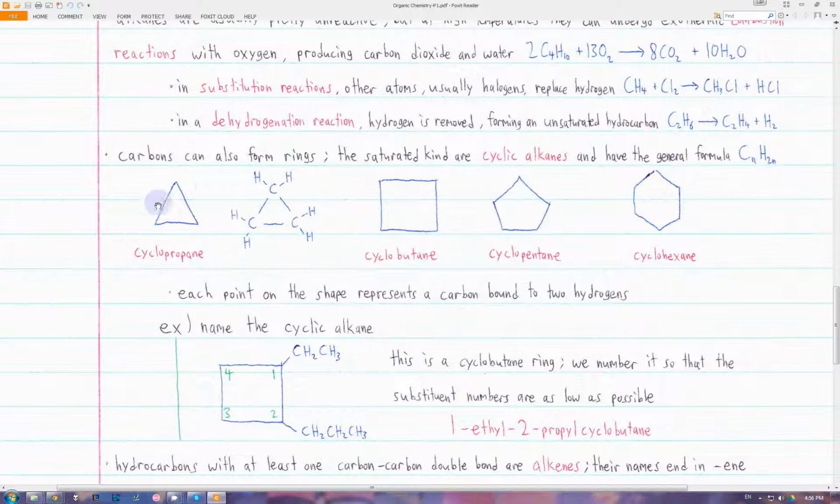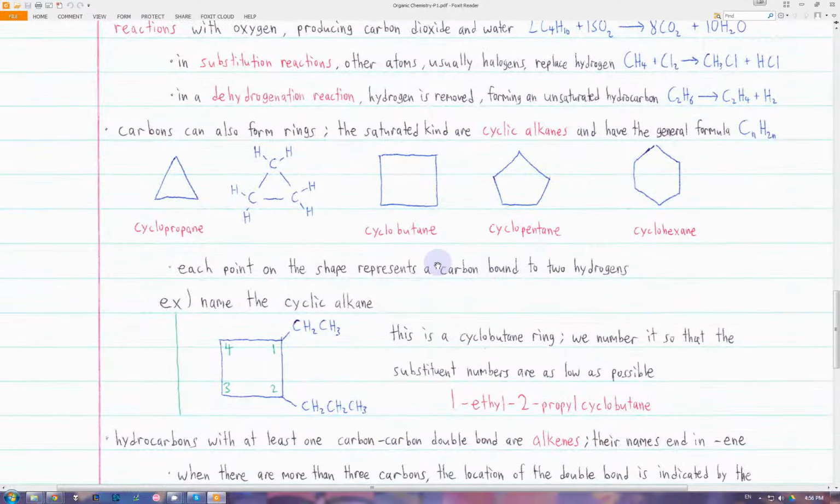For example, a triangle represents cyclopropane because cyclopropane is a ring of 3 carbon atoms. So each vertex on these shapes represents 1 carbon atom. And since these are saturated, each carbon is bonded to 2 hydrogens because it has to be bonded to a total of 4 different atoms.